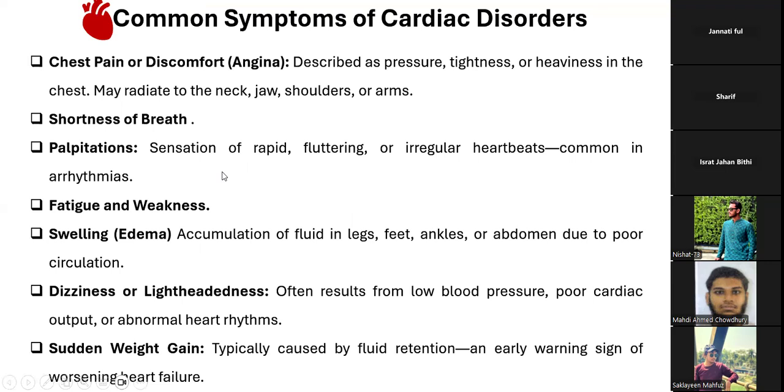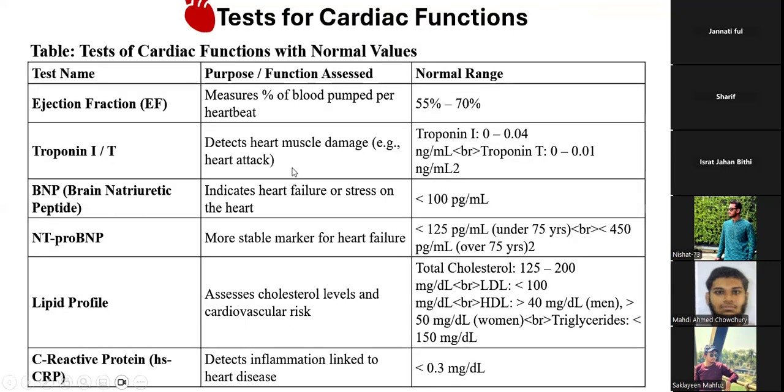Common symptoms of cardiac disorders. First of all, chest pain or discomfort, which is called angina, and shortness of breath, palpitations, fatigue and weakness, swelling, dizziness and lightheadedness, sudden weight gain.